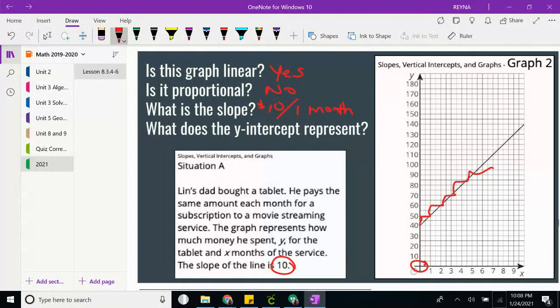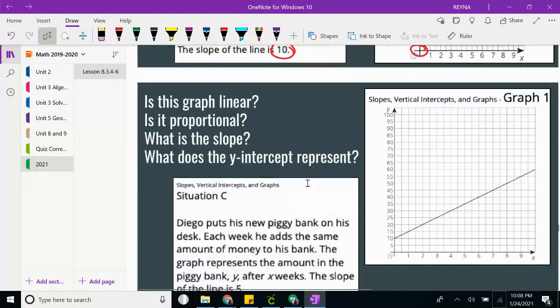And then it says, lastly, what does the y-intercept represent? So it starts at 40, so that means it was $40 for the tablet. And then each month he pays $10. So let's say like Disney Plus. He's paying for Disney Plus $10 each month, and the one-time payment of $40 for the tablet. Okay.